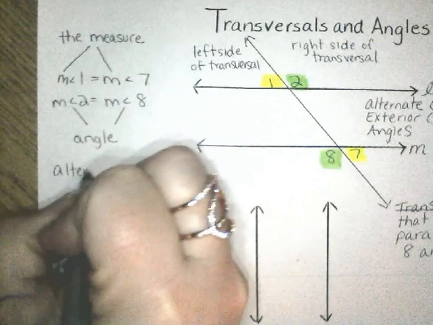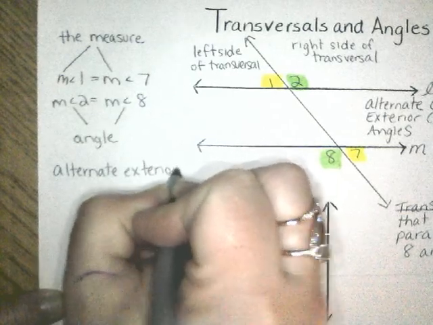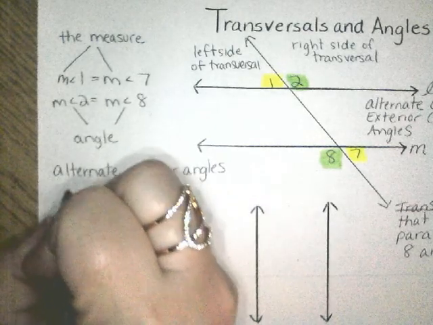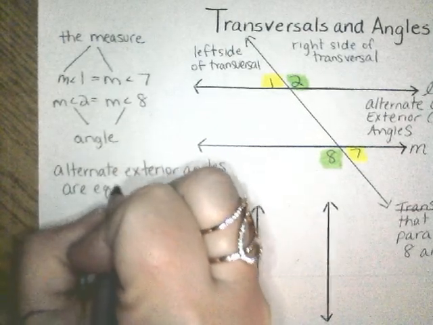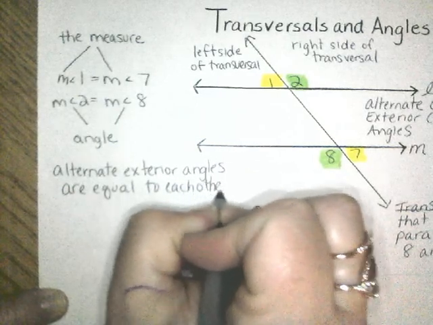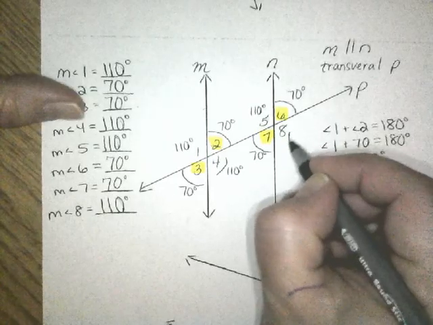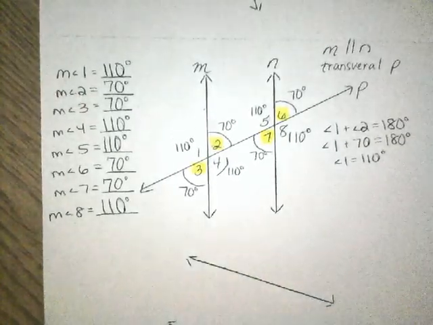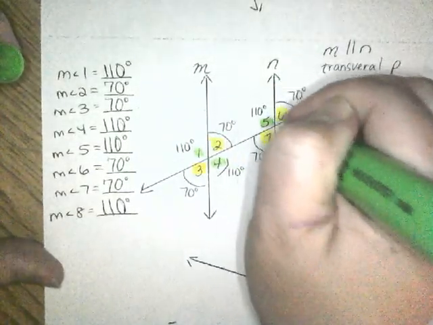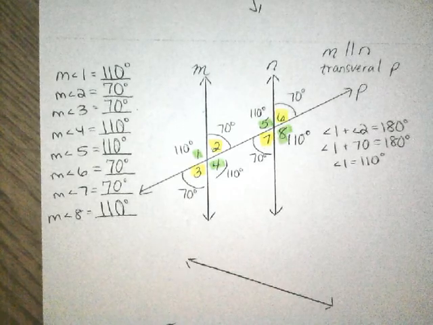Alright. The first word we're going to talk about is alternate, and write the words just like I am. Alternate exterior angles. What does alternate mean? What does it mean to alternate? Good, back and forth. So back and forth, going back and forth between something.